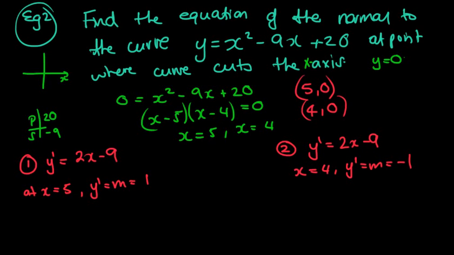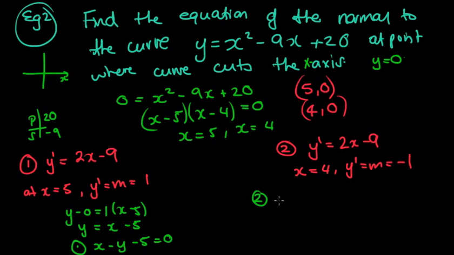Let's now substitute those into my formula. For the first one, we're going to use y minus y1, using the point (5, 0) to start with. So y minus y1 is equal to m(x minus x1). y is equal to x minus 5. Therefore, x minus y minus 5 is equal to 0 is the first equation of the normal.